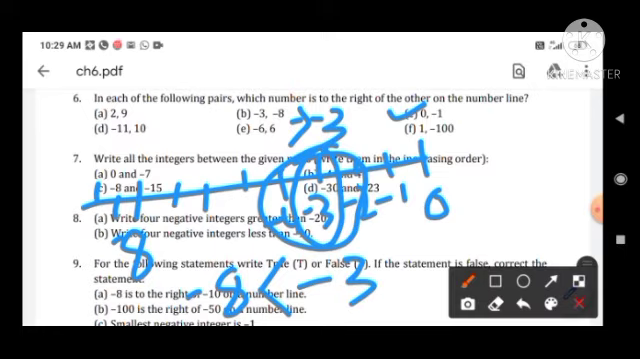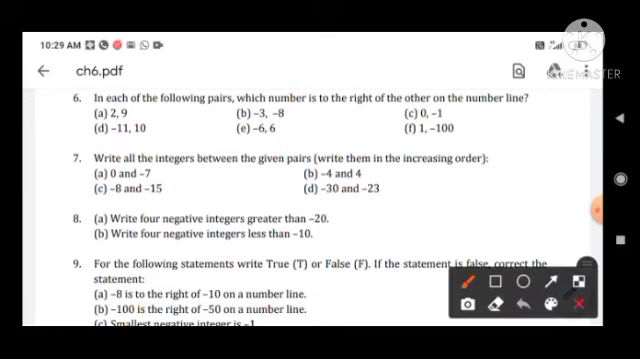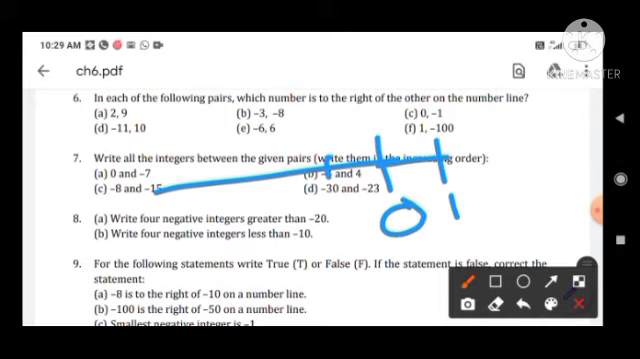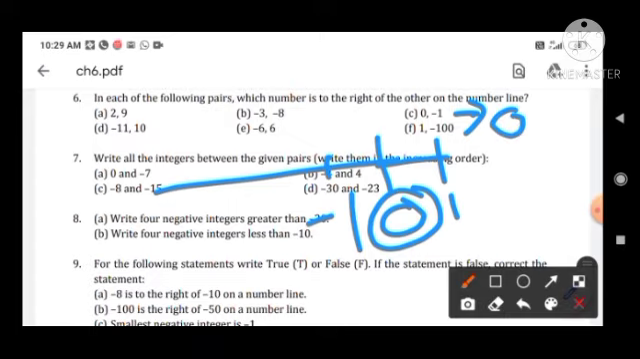0 and 1. So if you draw a number line, this is 0. Here it will be +1, isn't it? And -1 will be on this side. So which is on the right side of the other number? 0 is on the right side. So what will be the answer for this? 0. In this way, you will complete question number D, E and F.